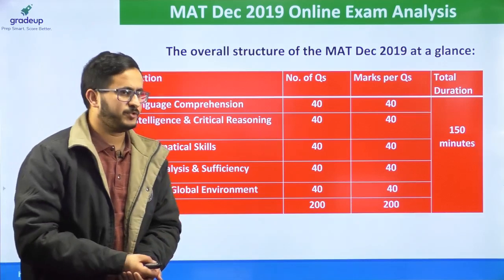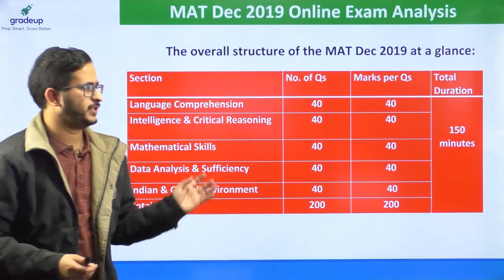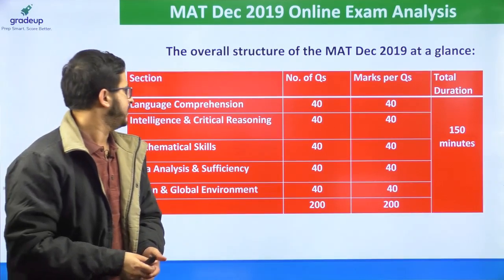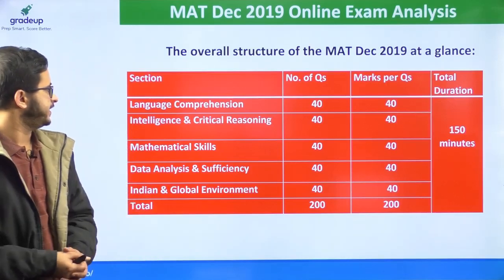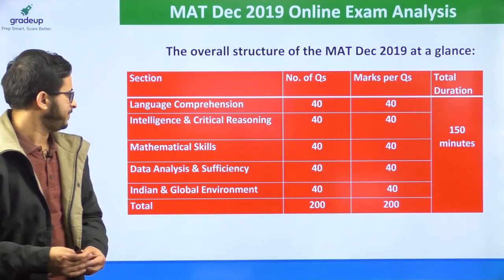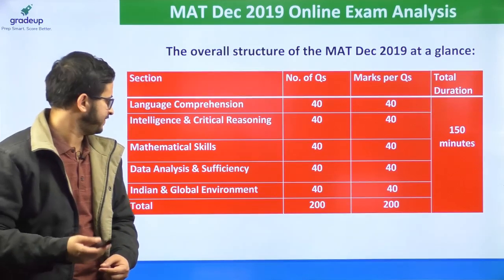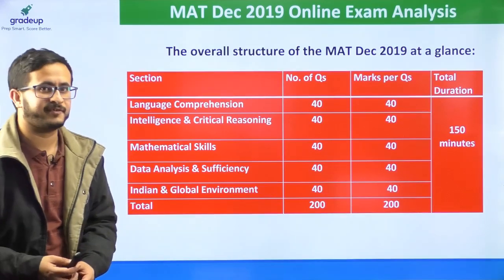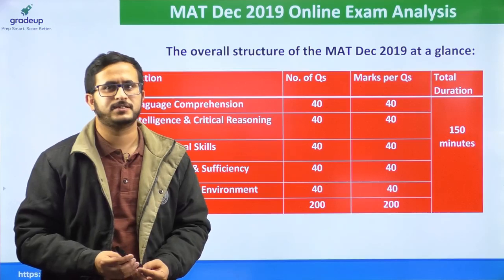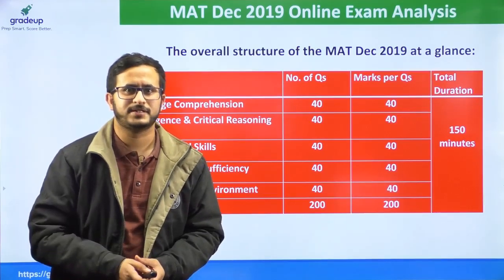When we talk about the distribution, as I already mentioned, there were 5 sections, namely language comprehension, intelligence and critical reasoning, mathematical skills, data analysis and sufficiency, and Indian and global environment. Each of the sections having 40 questions each.